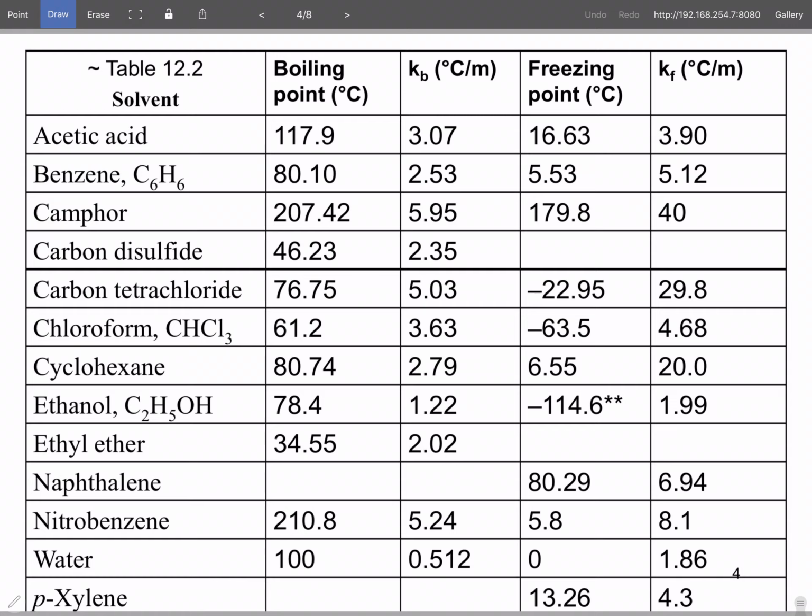The one that I want you to make note of is water. I will give you the KFs and the KBs, but I assume that you know that the freezing point of water is 0 degrees Celsius and the boiling point of water is 100 degrees Celsius. Now, on the test, we may not be using water. We can use chloroform, benzene, acetic acid, any variety of things, and we will work a problem with that. But we may also work one with water.